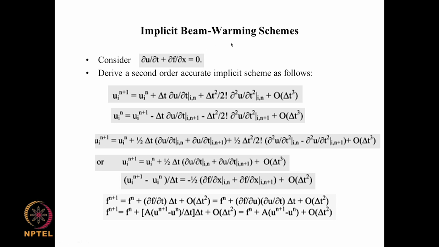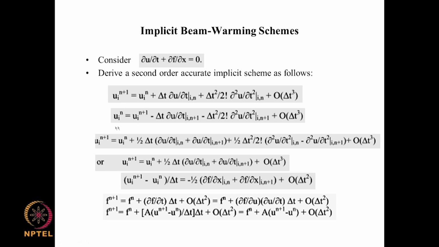So, the Beam-Warming method is a certain way of deriving a second order accurate implicit method, and we first expand u_i^(n+1) around u_i^n. So, we write this as u_i^(n+1) equal to u_i^n plus delta t times ∂u/∂t at i,n plus delta t square by 2 factorial ∂²u/∂t² at i,n plus terms of the order of delta t cubed. So, that is pretty straightforward.